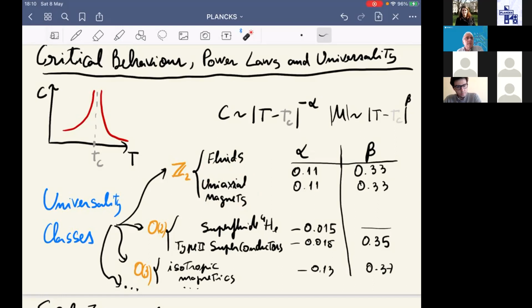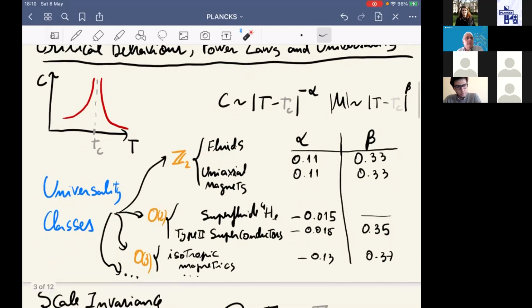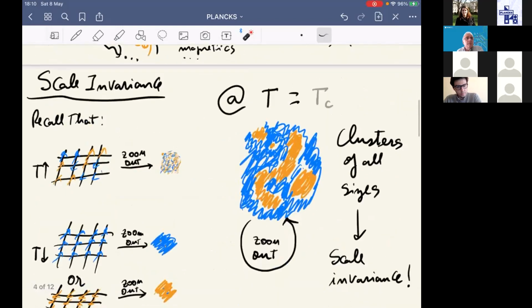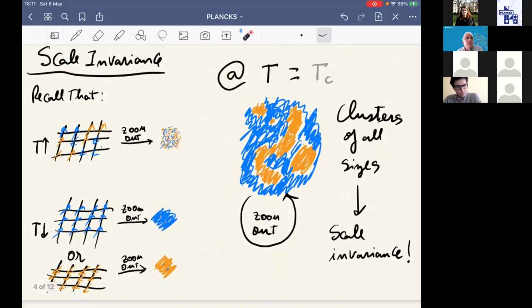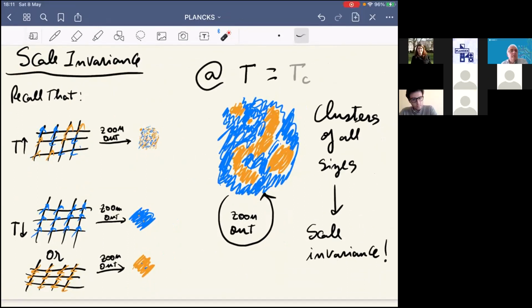The idea that critical systems have the same critical exponents, or at least fall into some categories, is the idea that there is universality, and these groups are called universality classes. And what's the reason behind all this mystery, that different systems turn out to have the same behavior at the critical temperature? An underlying principle is so-called scale invariance. To understand scale invariance, we'll need to zoom out a little bit. So we need to look a bit far away from our lattice and see how our system looks.